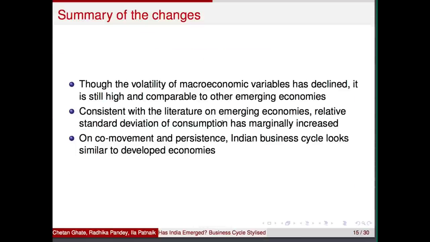So if we were to summarize the changes, what we find is that the volatility of macroeconomic variables has declined, although the numbers still remain high. Consistent with the other similarly placed literature on emerging economies, we see that the relative standard deviation of private consumption has increased in the post-reform period. On co-movement and persistence, we find that the Indian business cycle looks closer to developed economies, as we can see that investment becomes highly pro-cyclical, imports also become pro-cyclical, and the exchange rate becomes counter-cyclical. All these features indicate that the Indian business cycle looks more similar to developed economies in the post-reform period.